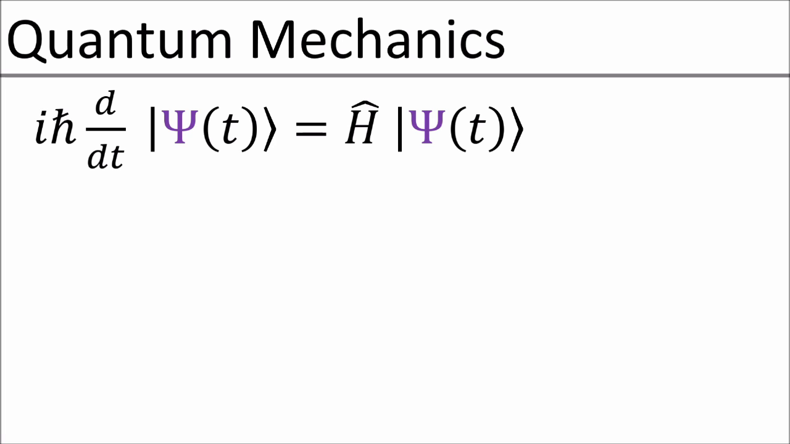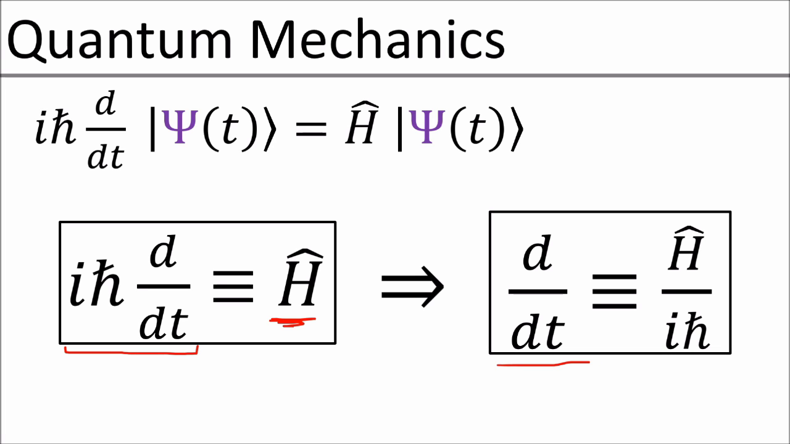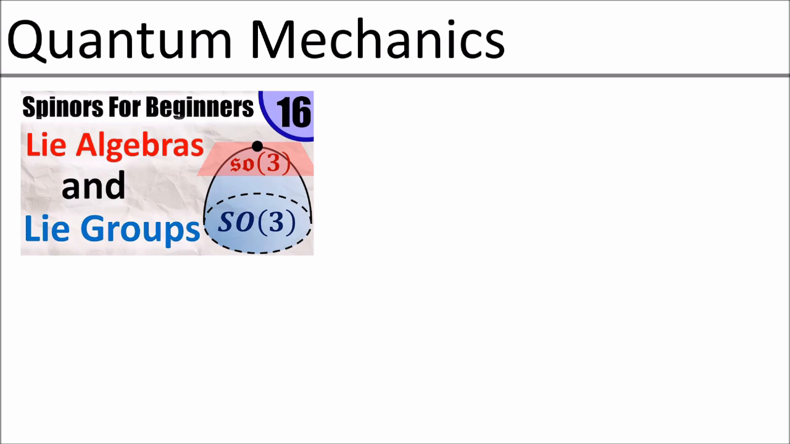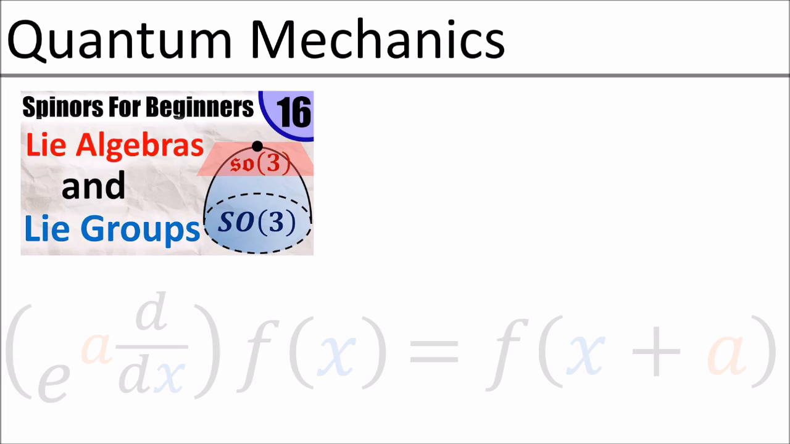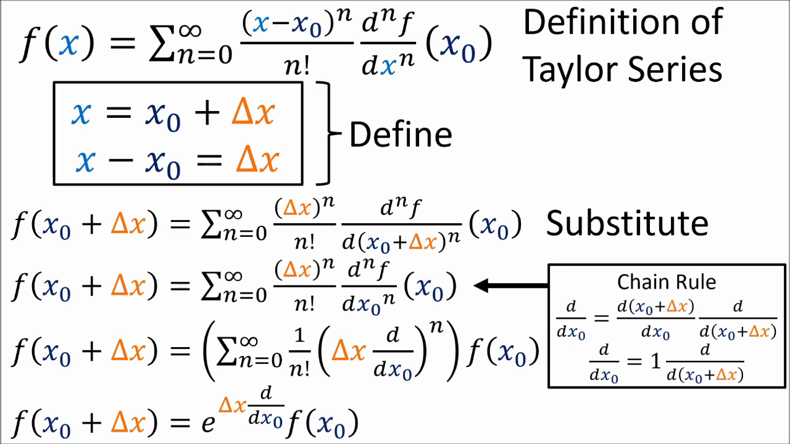The key idea behind the Schrödinger equation is the equivalence of the Hamiltonian operator and the time derivative operator times i h bar. With some rearranging, this says the time derivative operator is equivalent to the Hamiltonian divided by i h bar. If you watched video 16 on Lie algebras, you'll know that exponentiating a derivative operator gives a translation operator for functions. The proof of this involves the Taylor series, and you can pause if you want to go through it.